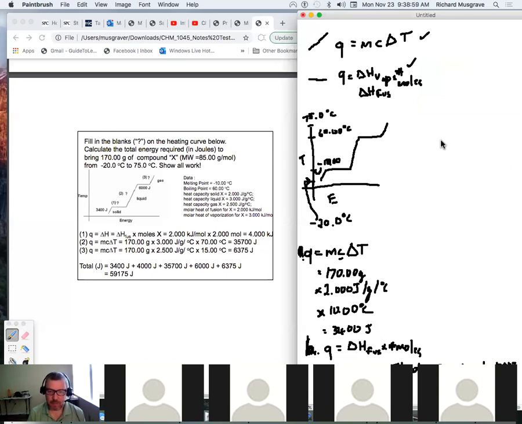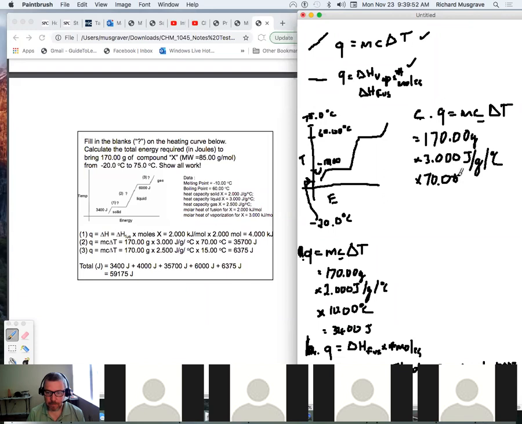Okay, let's look at C. This is A, where I'm pointing with the cursor, this is B, and C is the next slopey part. Q equals MC delta T for that one. The mass is 170.00 grams. The C is going to be the heat capacity of the liquid, and that's given to you here, 3.000 joules per gram per degree Celsius. And delta T is the temperature change. So we've got 60.00 degrees Celsius down to minus 10. That difference is actually 70.00 degrees Celsius. All right, I'll stop there for a second. Does anybody have any questions?